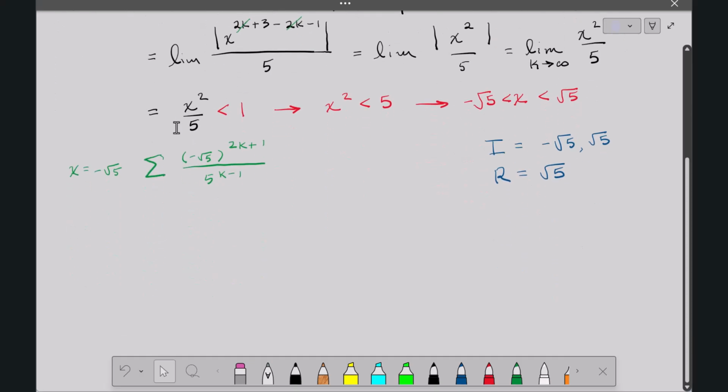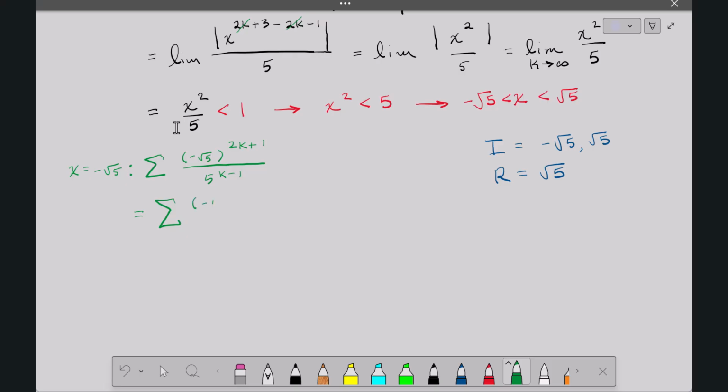All right, let's go ahead and simplify that numerator. So we're going to take that numerator, and I'm going to partition the base. So I'm going to make this negative 1 to the 2k plus 1, and then square root of 5 to the 2k plus 1.